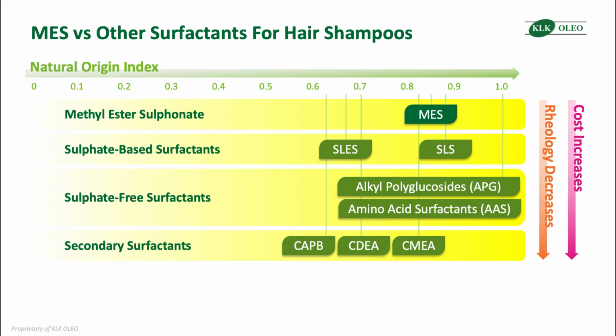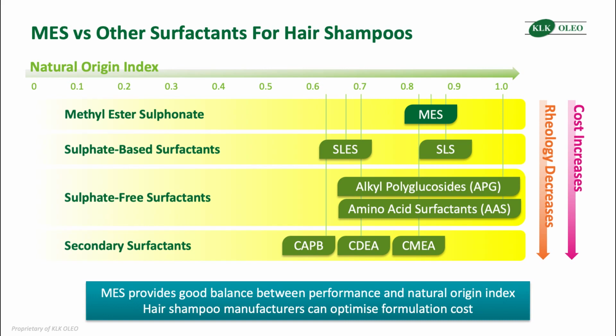In addition, APG and AAS are very expensive surfactants. They can range from being 2 to 15 times more expensive than SLES and SLS. In contrast, MES is much cheaper. It's even cheaper than SLES and SLS. To summarize, MES provides a good balance between performance and the natural origin index. Hair shampoo manufacturers can also optimize the formulation cost.